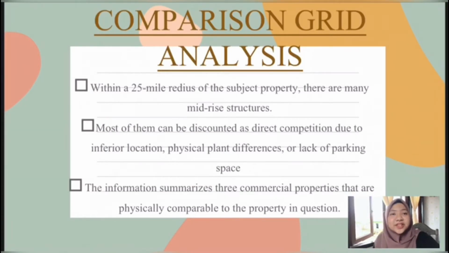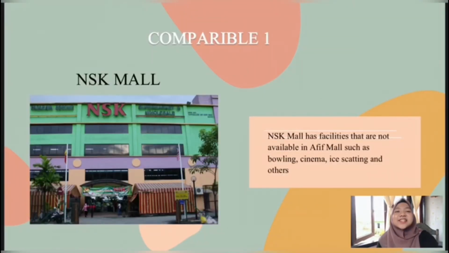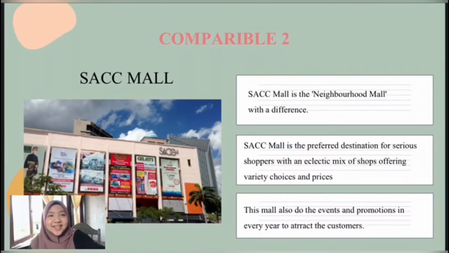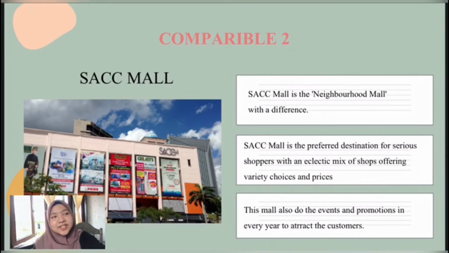Within a 25-mile radius of the subject property, there are many mid-rise structures such as NSK Mall, SSC Mall, and Plaza Alam Central. For the first comparable, NSK Mall has facilities that are not available in Afif Mall, such as bowling, cinema, ice skating, and others. The second comparable is SACC Mall because this mall is the preferred destination for serious shoppers. This mall also does events and promotions every year to attract customers.